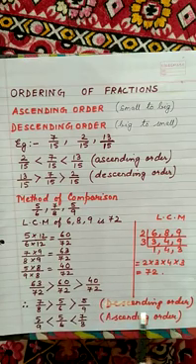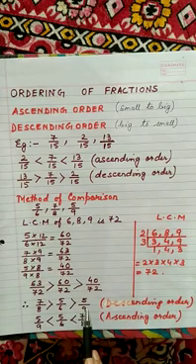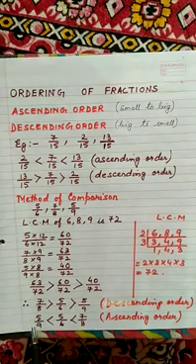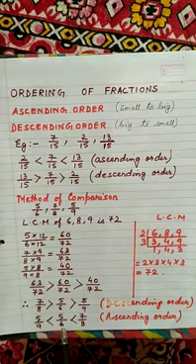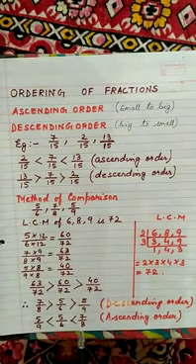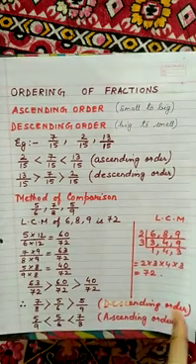This is in the descending order from greater to smaller. We reverse the order to get the ascending order. 5 by 9, 5 by 6, 7 by 8. I hope ordering of fractions is clear.